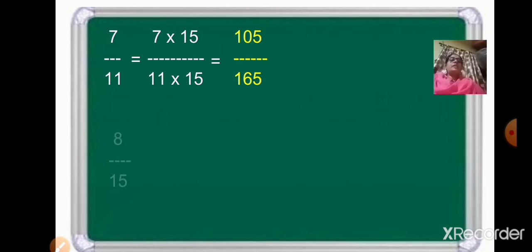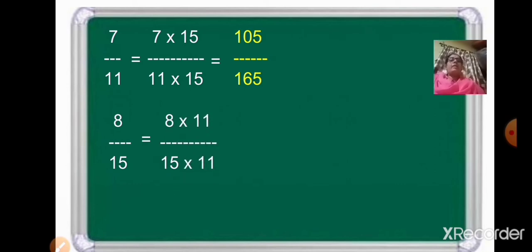Now take the second fraction, 8 upon 15. In the same way, 15 multiplied by 11 will give you 165. Now 11 is multiplied to 15, that is the denominator, so 11 will also be multiplied by the numerator 8. So your fraction becomes 88 upon 165.